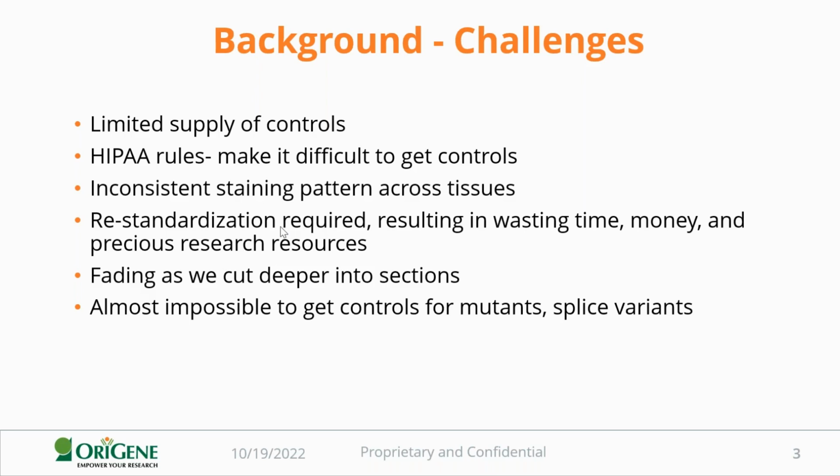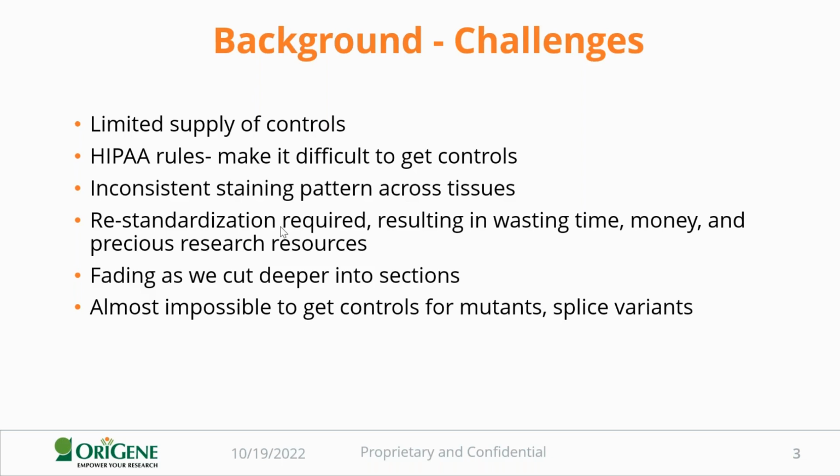Another problem that is commonly seen is fading. If you take a tissue section and keep cutting and getting sections of it, there is fading as you get deeper into the sections. And the last point, a challenge which a lot of researchers mentioned, is that it is almost impossible to get controls for mutants and splice variants. For example, you have gene targets which have variant 1, variant 2, variant 3. How are you going to find controls for that specific variant?